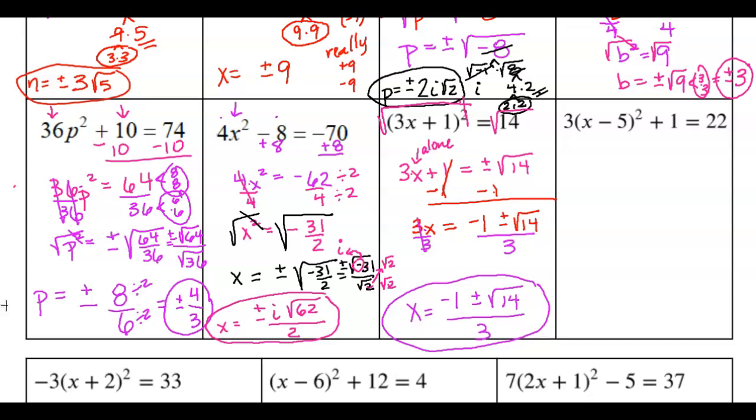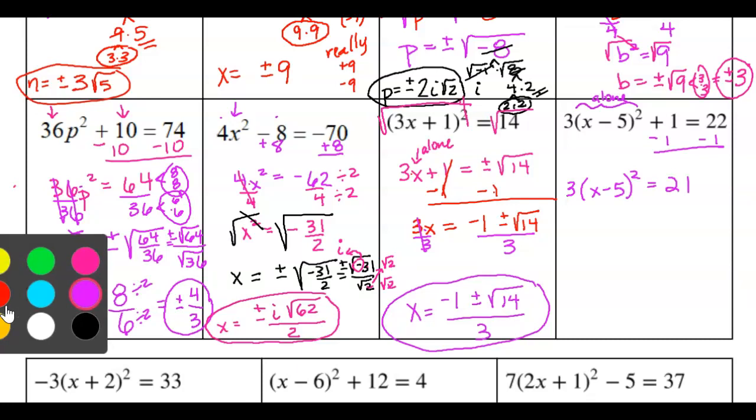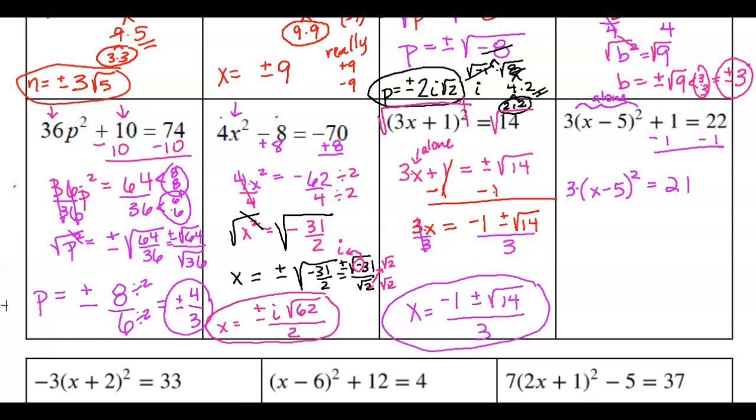All right. Notice the difference on my next problem. I have numbers by the parentheses where I didn't before. So we do want to get this alone first. So we're going to subtract 1. So 3 parentheses. Okay. I still need to get that parenthesis alone. So the 3 needs to get moved. Since it's being multiplied, we can divide. So x minus 5 equals 7. And now this turns into my last problem.